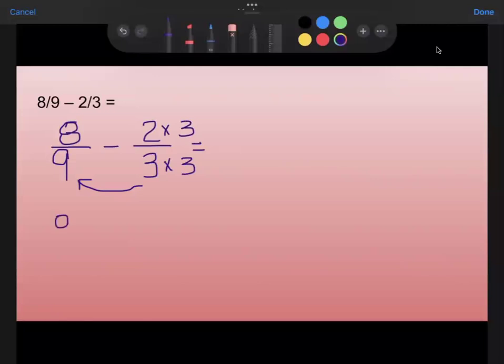So I'm going to leave 8 over 9 the same because it was already over 9, minus, then 2 times 3 is 6, and 3 times 3 is 9. So now my fractions are 8 over 9 minus 6 over 9. So I'm going to keep 9 the same, just like we do when we're adding. The size of the pieces doesn't change, but 8 minus 6 would be 2. So this one can't be simplified. It's already in simplest form. So this is our final answer, 2 over 9.